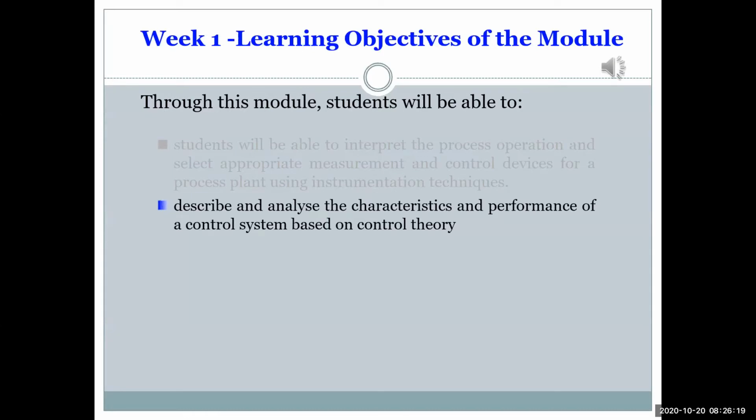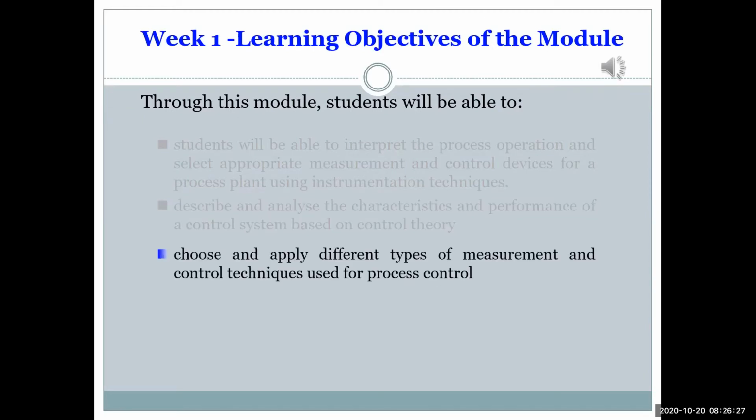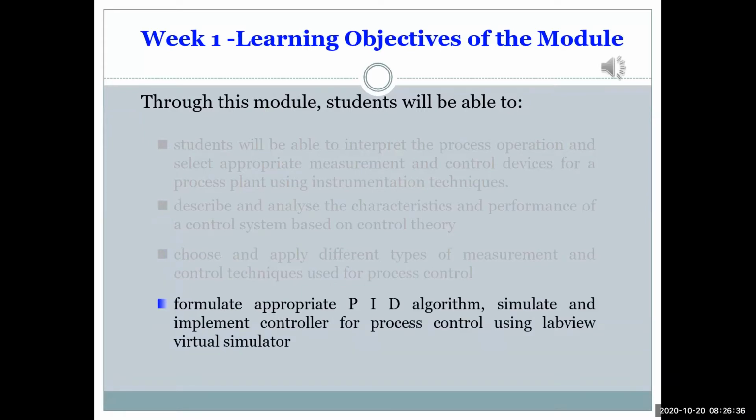Students will be able to describe and analyze the characteristics and performance of a control system based on control theory. Students will be able to choose and apply different types of measurement and control techniques used for process control. Students will be able to formulate appropriate PID algorithm, simulate and implement controller for process control using LabVIEW Virtual Simulator.